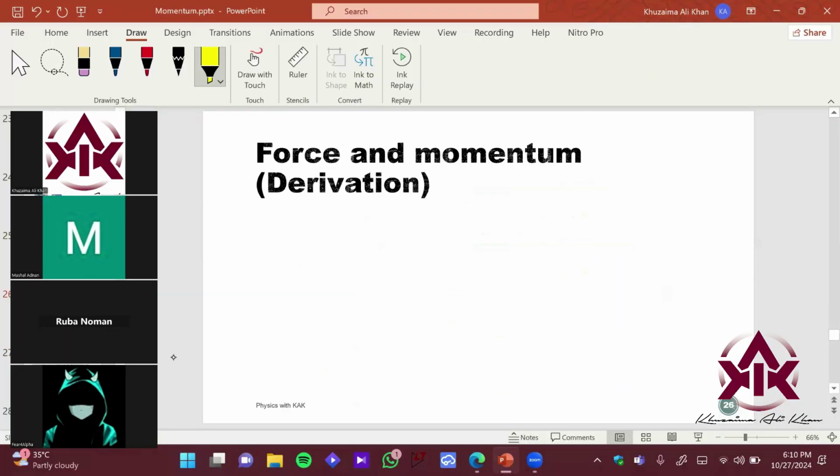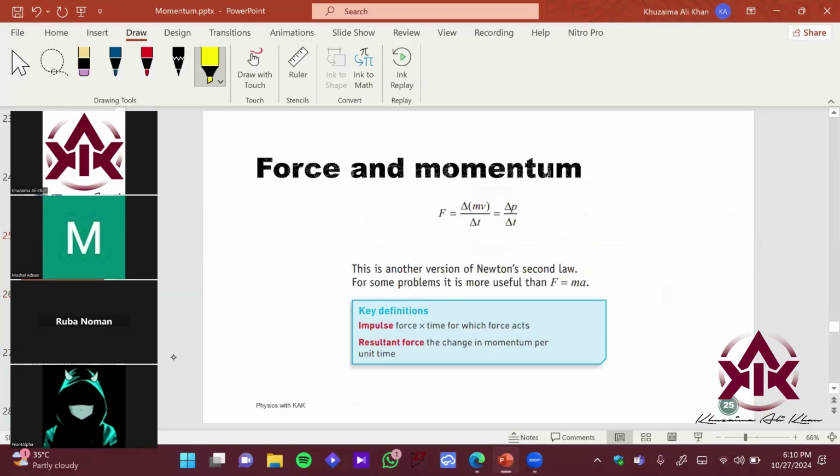Now some more application. Now I'm going to derive some relation between force and momentum, right?